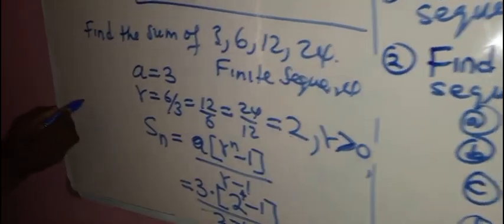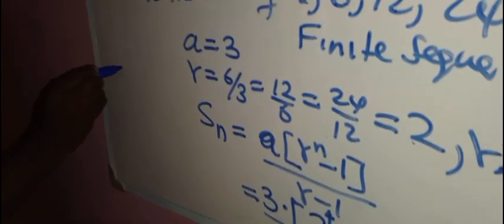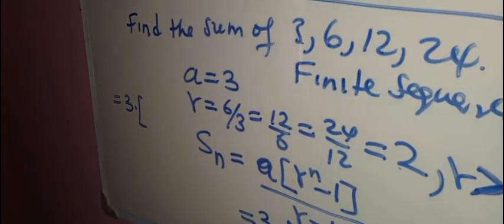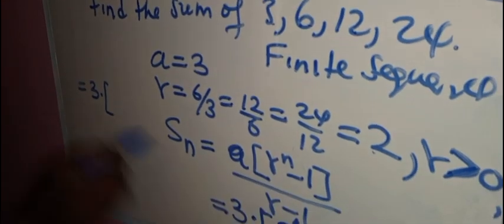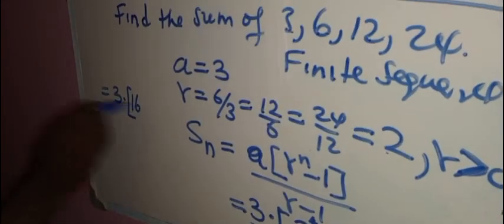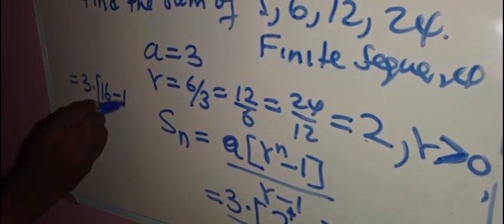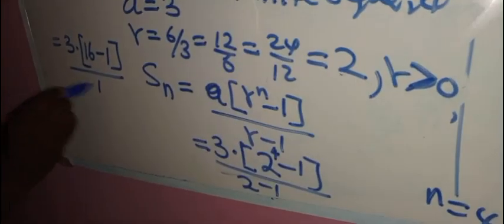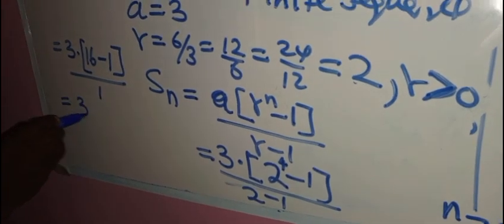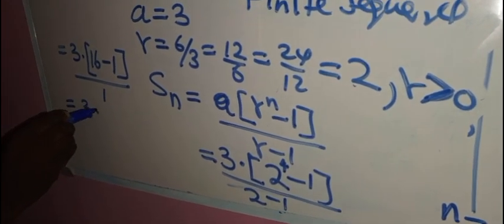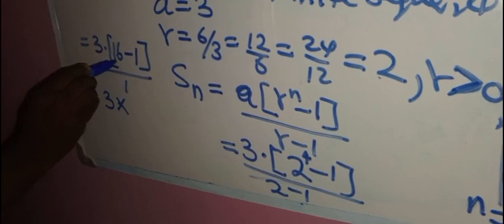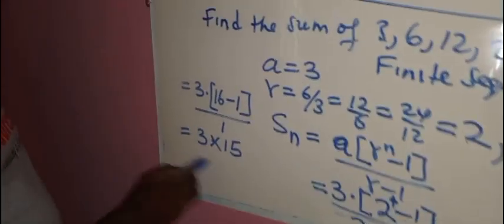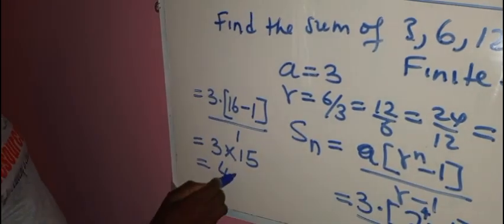Now let's come here. This is equal to 3 times, now 2 raised to power 4, 2 in 4 places. That is 16, 2 times 2 times 2 times 2. 16 minus 1 divided by, what is 2 minus 1? That is 1. So that gives us 3 times, what is 16 minus 1? That's 15. If you divide anything by 1, it's that thing. So 3 times 15 is 45.